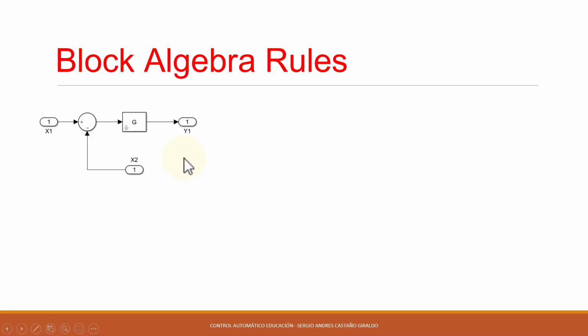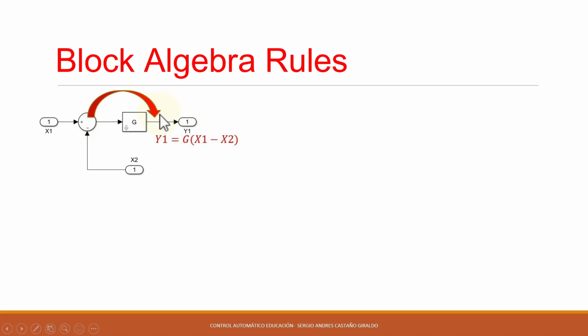Now, let's also take a look. Since we've already worked with branching points, let's work with summing points. Summing points can also be moved from one side to another within our block diagrams. In this case, we have the output y1. Let's see what we have here. We see that x2 is subtracted from x1. So here at the output, I have x1 minus x2, which is then multiplied by g. So the output y1 would be g times the difference between x1 and x2.